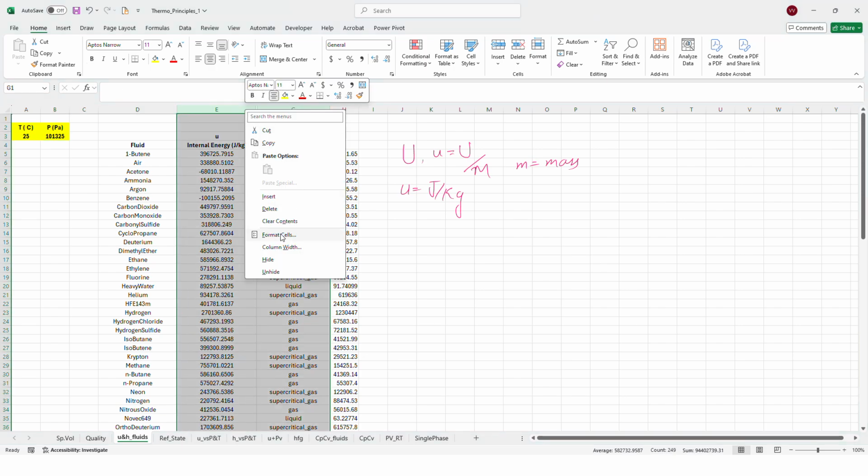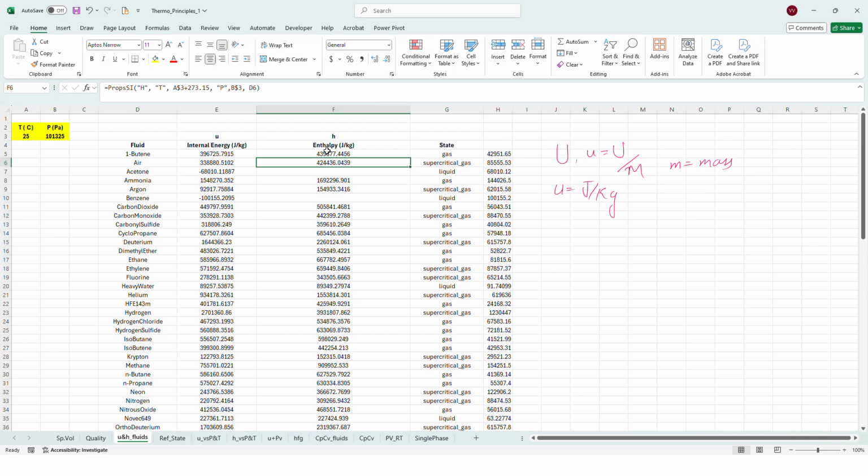If you unhide here, you'll see the enthalpy values. What do you see here? You can right away see that the enthalpy is higher than the internal energy, right? Because you have to add the pressure volume work. Okay, all of them you can see enthalpy is a little bit higher than the internal energy.